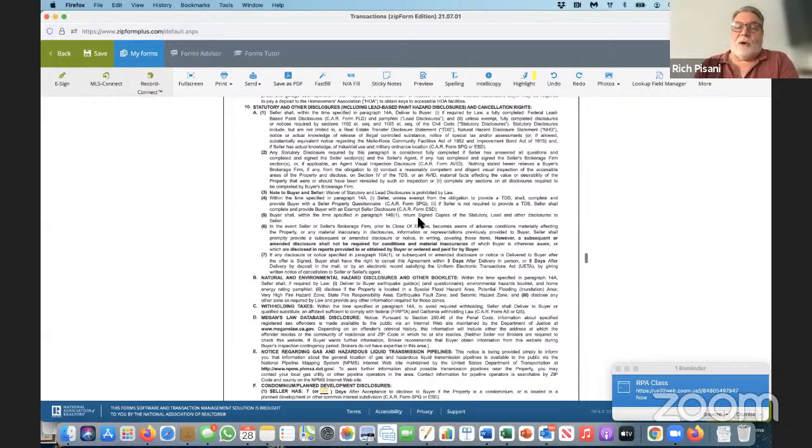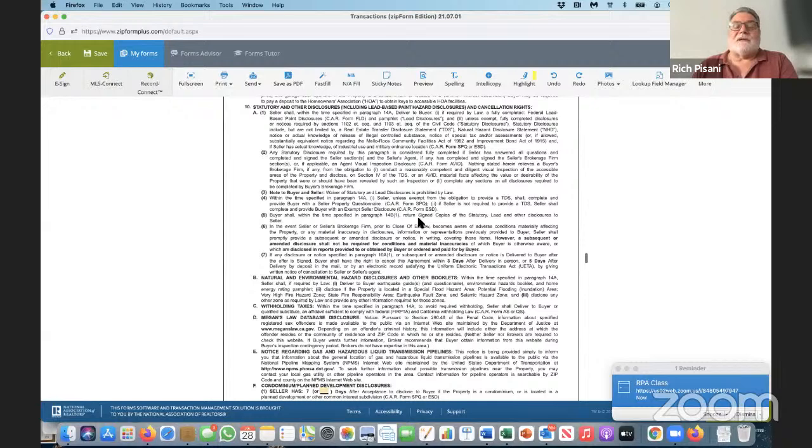Another statutory requirement, a brand new one: if you're in a high or very high fire zone, you need to use that new form, which they haven't added to this, that new form about fire hardening and defensive space. So that form is required by statute. TDS, the TDS is required by statute.